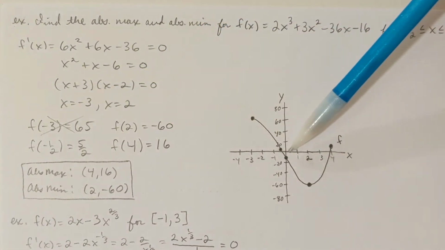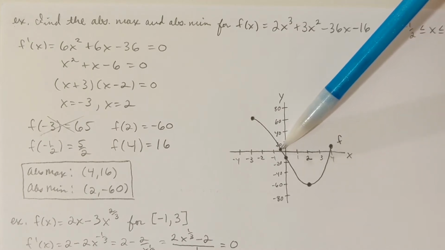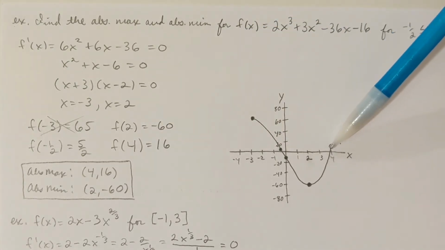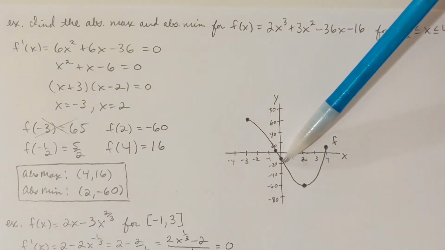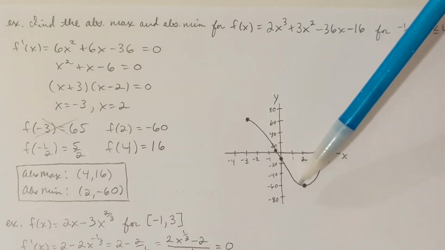So here's negative 1 half, 5 halves, this point right here. And then f of 4 equals 16. Here's (4, 16). Also, if I plug in 0, I get negative 16. That'd be the y-intercept on the graph. So I've got a few points here.